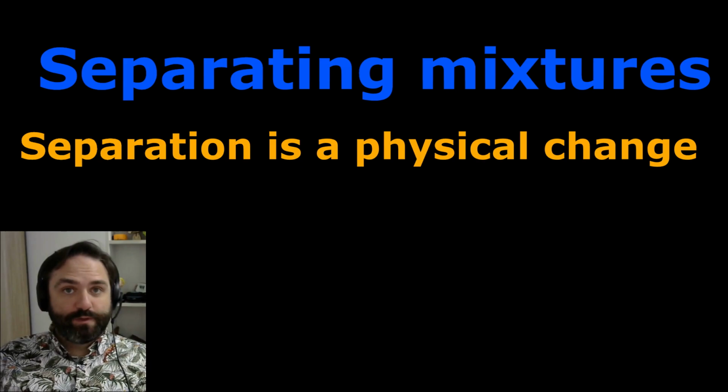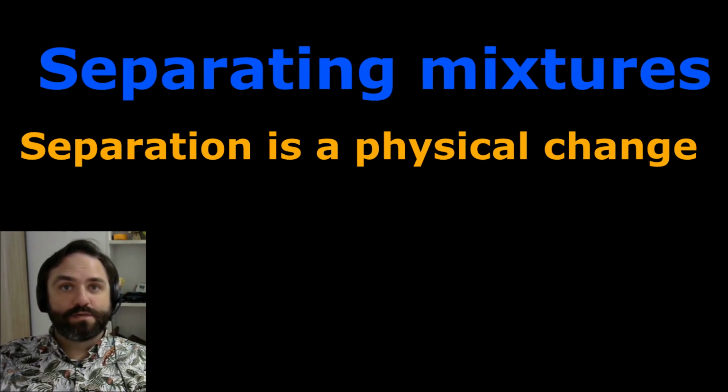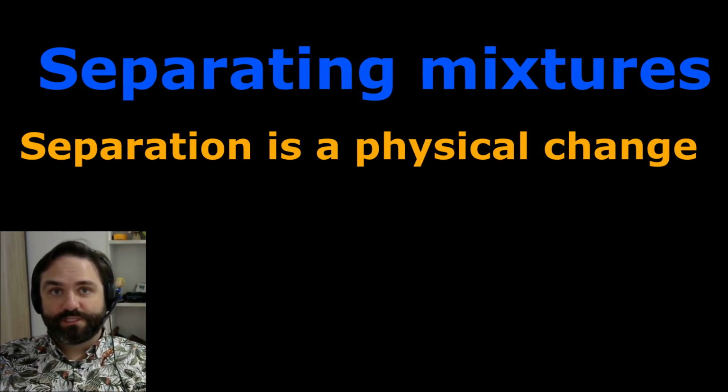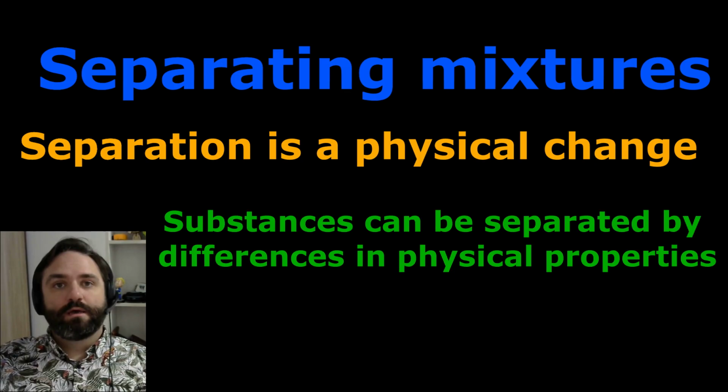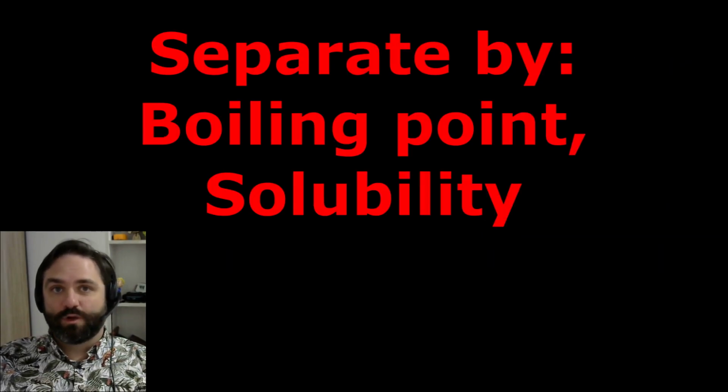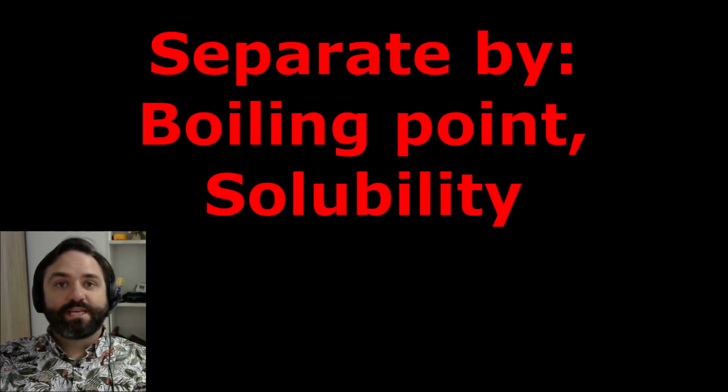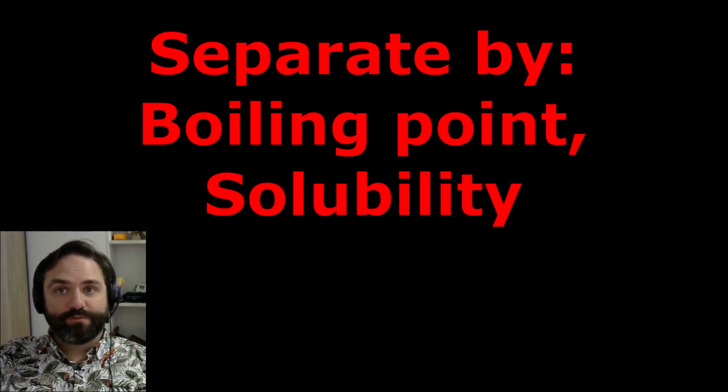There are many different ways of doing this, and they all depend on finding a difference in physical properties between the things you want to separate. The main properties used to separate substances are boiling point and solubility. One of the key skills for the exam is being able to choose the right separating method. So first, let's say that you want to separate a mixture of solids.